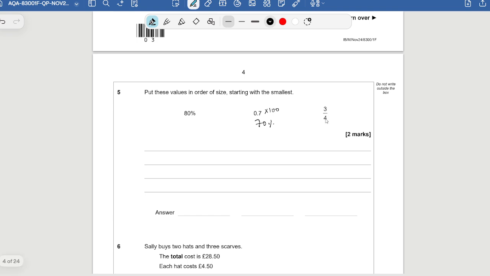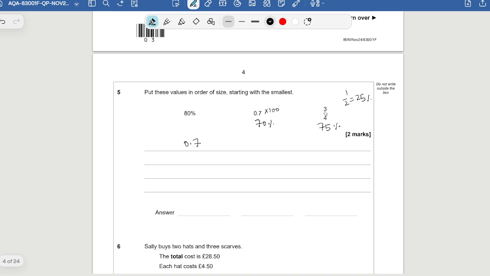3/4. We know 1/4 is 25%. Then 3/4 is 75%. So now I have all these numbers in percentage. I can figure out the least of them, which is 70%. So I write the original number given in the question as the least value, which is 0.7.